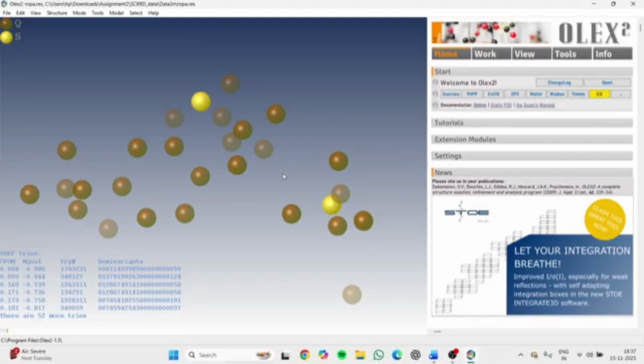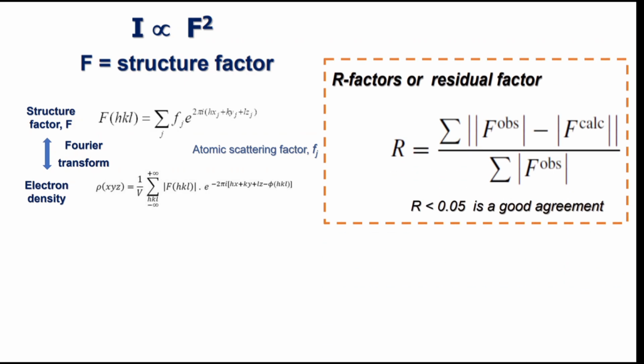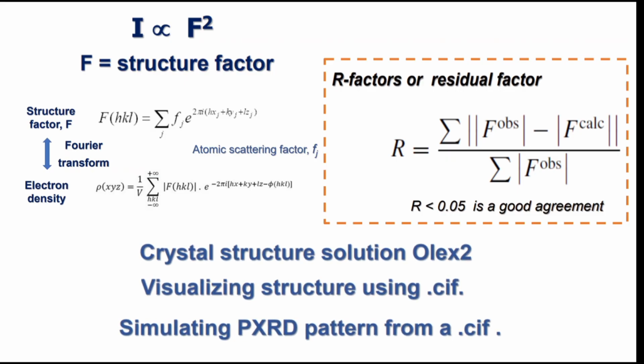pre-assumptions. Here we have to know scattering factor or F factor, which is the scattering power of the atoms, and R factor or residual factor, which is nothing but the difference between the total observed scattering factor and calculated scattering factor divided by total observed scattering factor. While refining, when R factor is less than 0.05 or 5%, we can say it is a good agreement.